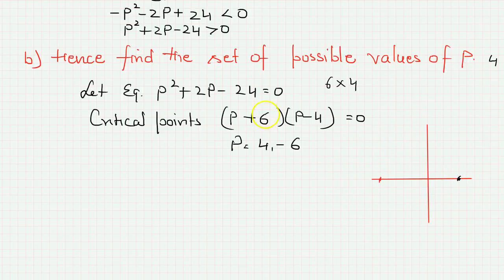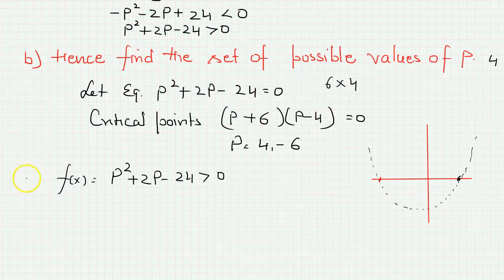Now if we draw the graph, here a is positive, so it is an upward graph. So this is the graph and the points are minus. Now the equation is p square plus 2p minus 24 is greater than 0. You can say it's a function of x, or a value of y. It means y is greater than 0. So when y is greater than 0, from here this is called positive values of y.